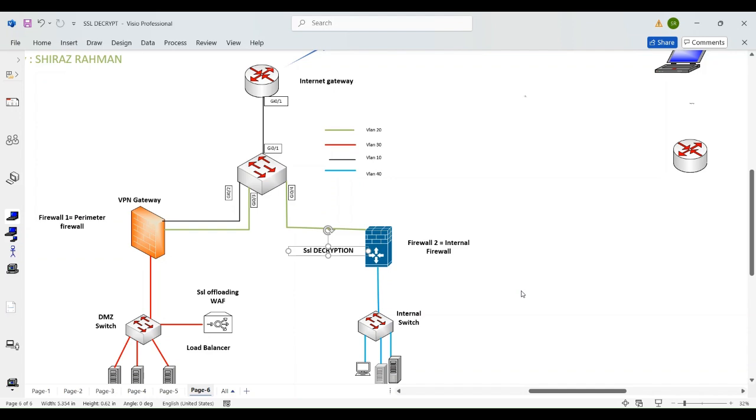One is deep packet inspection, right? Then there's an IPS, then UTM, Unified Threat Management, Zero Trust Security, right? SSL decryption, encryption. So these are the major or core features of the next generation firewall.